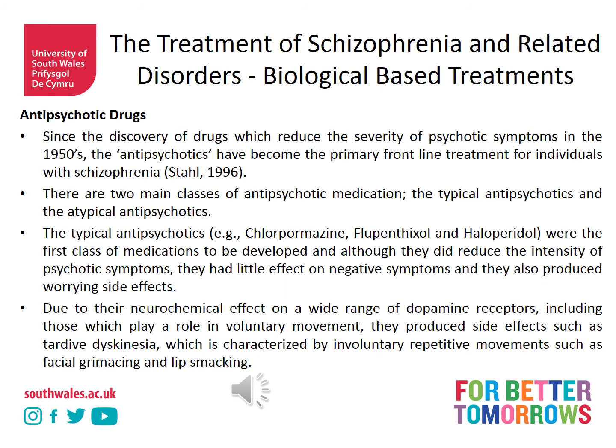This final section of the presentation will deal with treatments for schizophrenia and related disorders, and the first ones to discuss are biologically based treatments. Now, antipsychotic medication was discovered in the 1950s, and it seemed to play an important role in reducing symptoms, particularly positive symptoms. Early antipsychotics included chlorpromazine, flupentixol, and haloperidol.